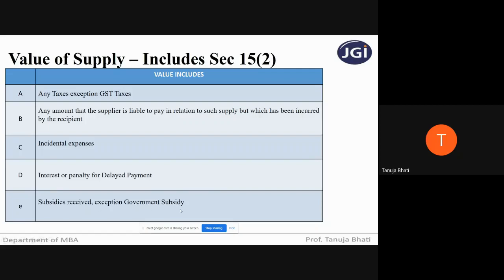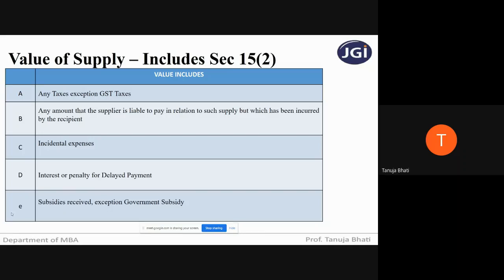So any subsidies received exception government subsidy. Now, just continuing with an example, suppose the material that is transported from Bangalore to Mahabaleshwar is for certain backward people in Mahabaleshwar, or for helping certain people in Mahabaleshwar financially, just for charity purpose. So what happens here is, for doing such a good job, certain trust will give the supplier a subsidy for doing such a particular type of transaction.